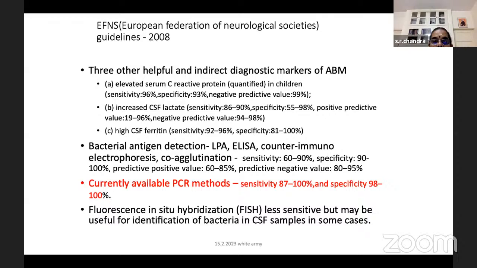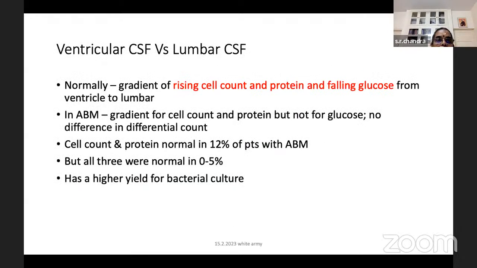Then currently available PCR methods have very high sensitivity, and fluorescence in situ hybridization is less sensitive but may be useful for identification of bacteria in CSF samples in some cases. So these are all done in the fifth sample to decide what are all the medicines which you are going to withdraw.